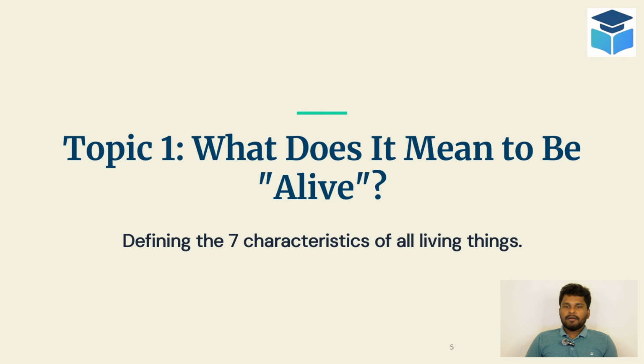Okay, next. What does it mean to be alive? Any living organism which has life is said to be alive, right? So how is it decided? It is decided depending upon the 7 characteristics of living organisms. Let us see what those 7 characteristics are.